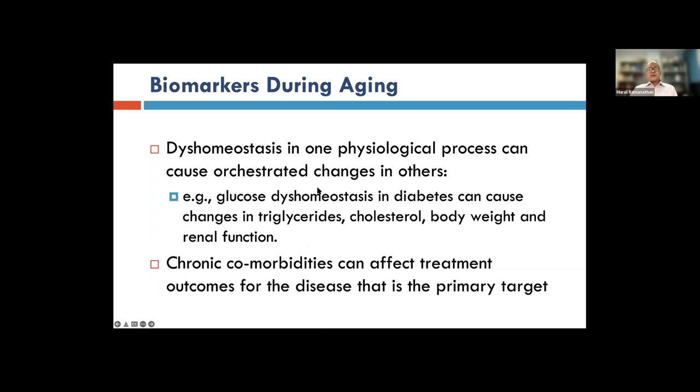And the other thing that I wanted to address as I tiptoed into this complicated problem was to see if we could get a handle on something that has always intrigued me. And that is, at least in metabolic diseases, dyshomeostasis in one physiological process can cause orchestrated changes in others. We all know this intuitively, but we typically tend to treat one condition at a time. So for example, we know that glucose dyshomeostasis in diabetes can cause changes in triglycerides. Here's carbohydrate metabolism affecting lipid metabolism, affecting cholesterol metabolism, affecting renal function, body weight, and so on and so forth. And of course, chronic comorbidities can affect treatment outcomes for other diseases as well. So this is the biological framework in which we are talking.